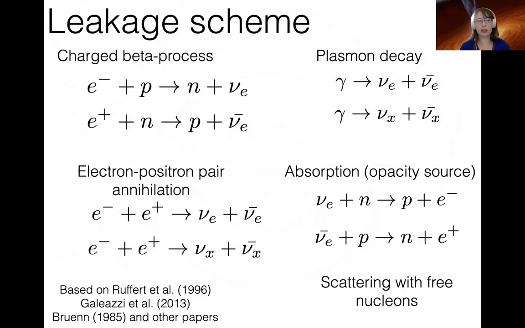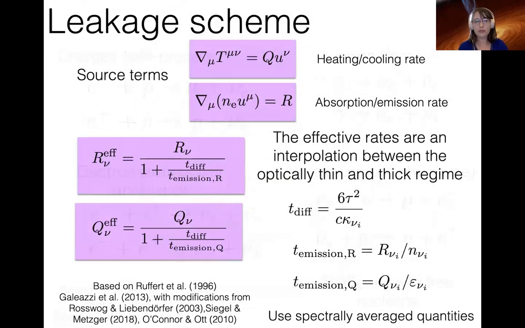Now, in order to simulate the neutrinos, we use what is called a leakage scheme. So we considered all of these reactions, and we have the rates from Ruffert et al. And we are also basing on these other papers. Again, we consider these reactions and scattering, and absorption is our main opacity source. So what we did is we added a cooling or heating rate to the energy equation, and we also added an absorption emission rate to the number conservation equation.